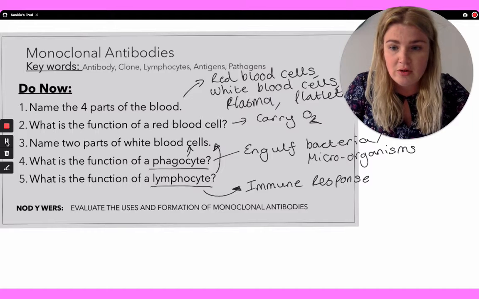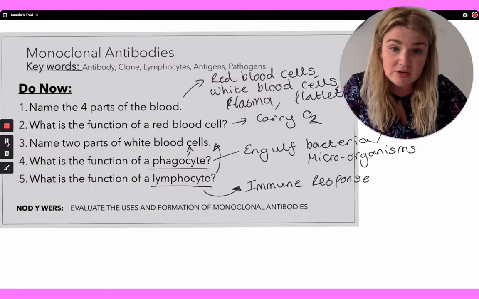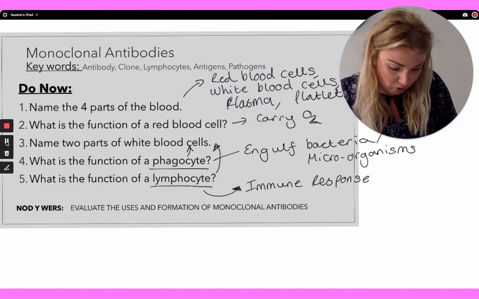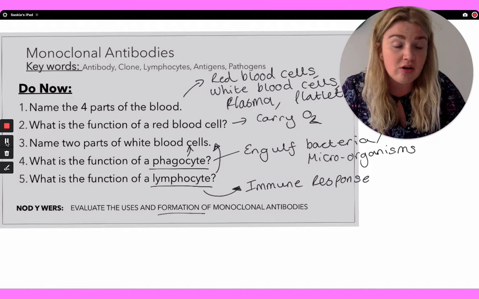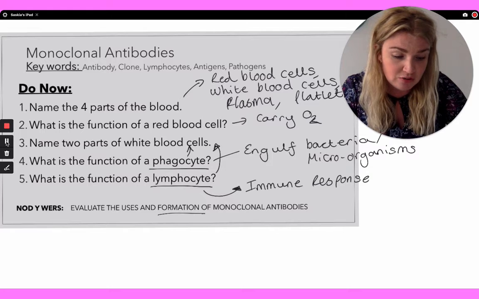So now, your learning objective, you might want to note this down just so you know what you're doing today. Evaluate the uses and formation of monoclonal antibodies. So we're first going to look at what it is and how they're formed, and then we're going to look at some of the uses, because there's quite a wide range of uses that we would use them for.